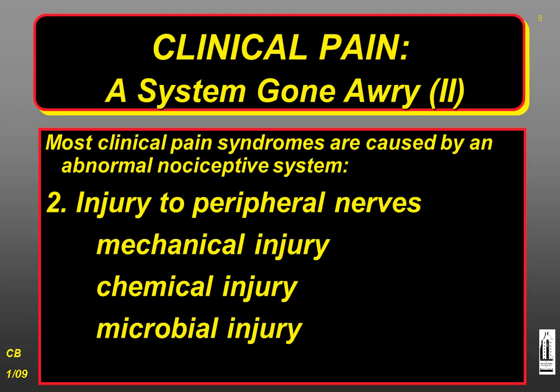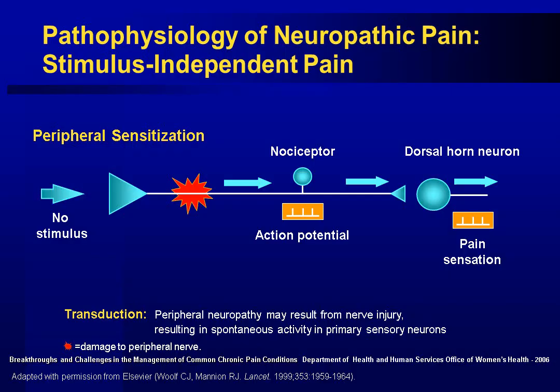Microbial nerve injury, as those caused by the herpes zoster virus that causes shingles and that can evolve into postherpetic neuralgia. The mechanism by which pain is triggered by an injured nerve, whatever the cause, is explained in this simple slide, where the starburst represents a nerve injury.